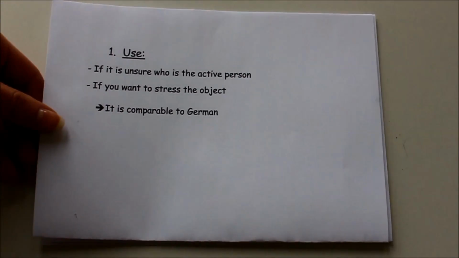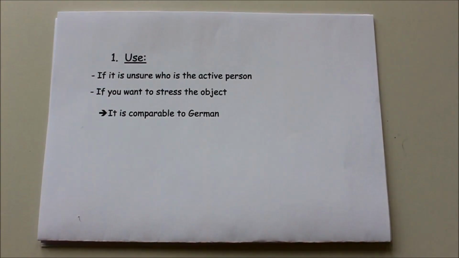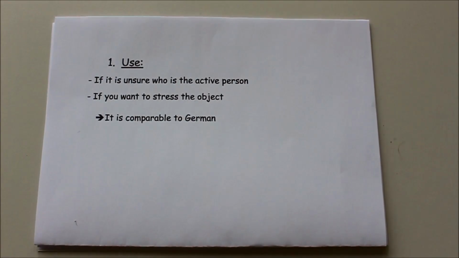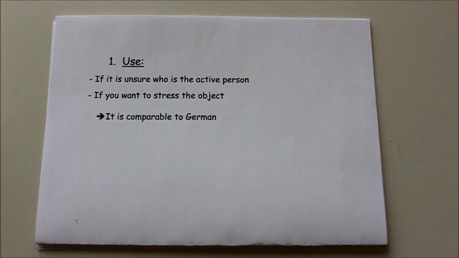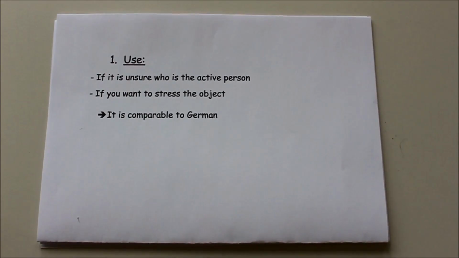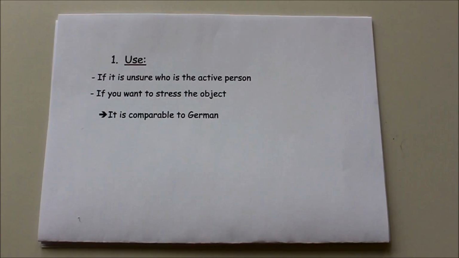Now we start with the use of the passive. The passive describes when something happens with a person, a thing, or a situation. You use it in the following two cases. If it is unsure who is the active person, or if you want to stress the object. It is comparable to German.